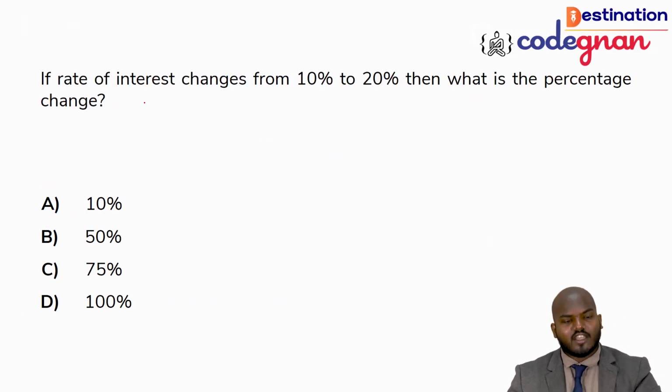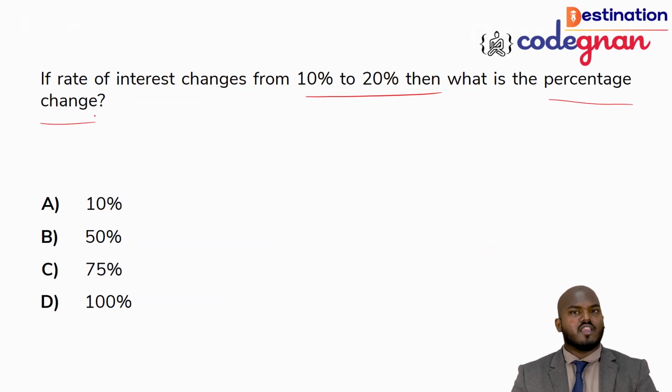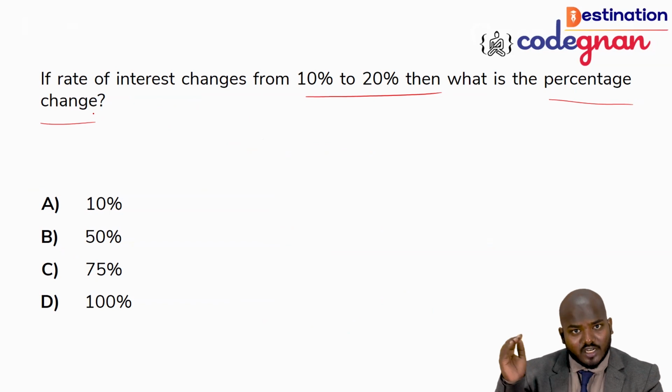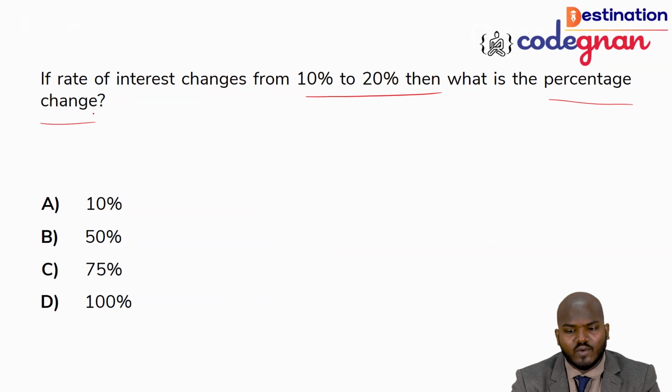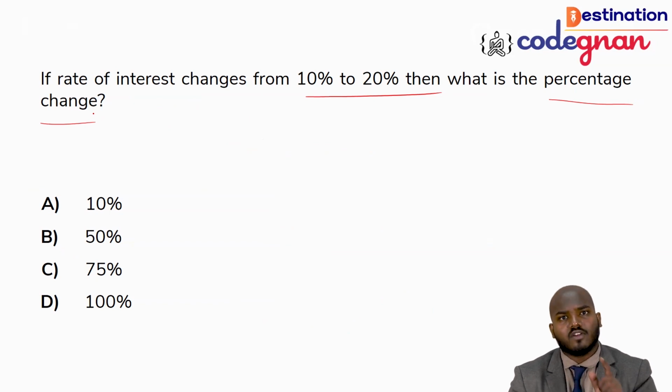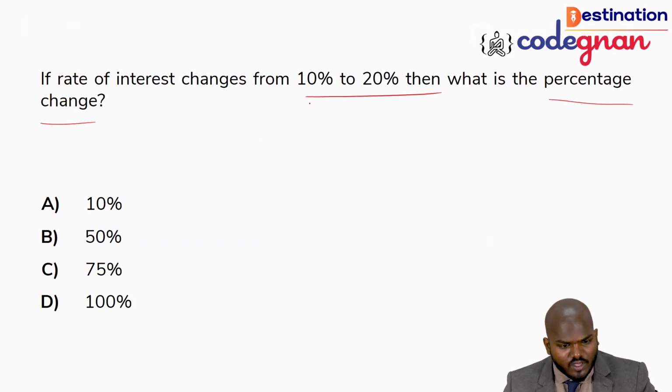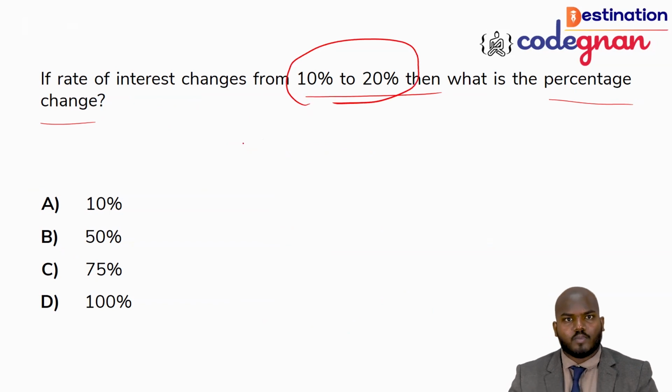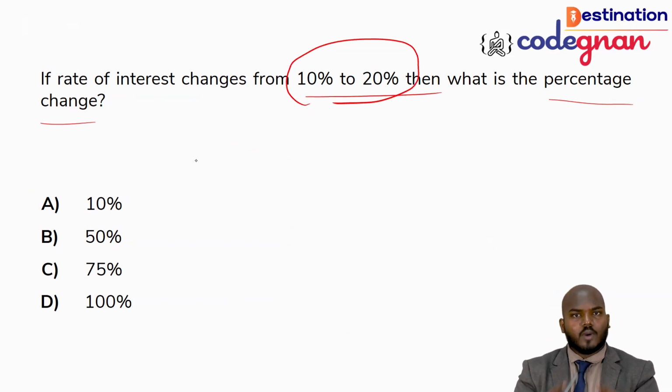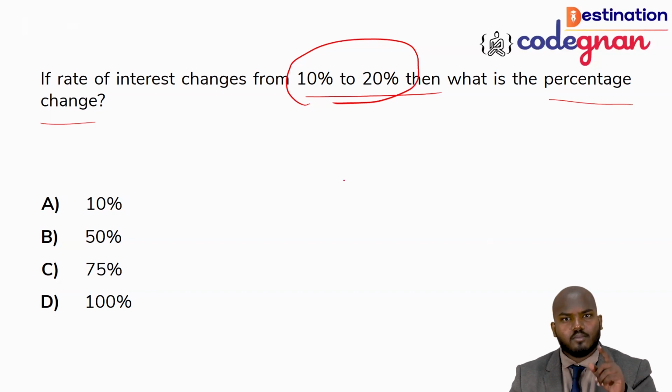You see this one? The rate of interest is changing from 10 to 20 percentage. What is the percentage change they are asking? Guys, in this question they didn't mention whether it is percentage increase or percentage decrease. They have given only the percentage change. It will be either a percentage increase or a percentage decrease. We just analyze by the values given. You see, they have given the values 10 to 20, so the percentage is increasing there. So this particular question we can also call percentage increment.